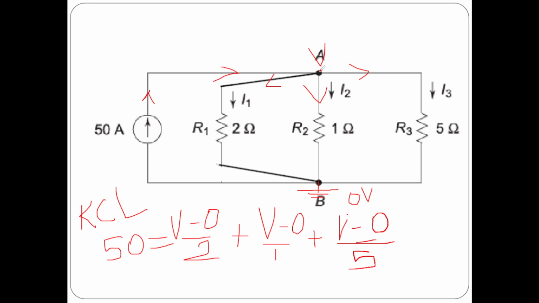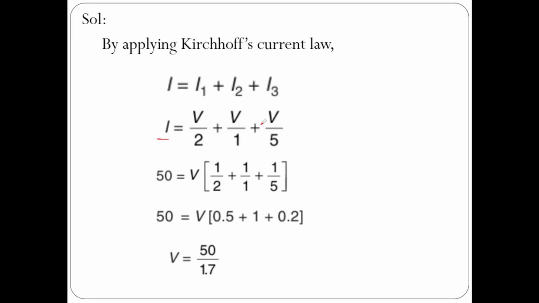Node A, whose node voltage is V, and the 50 amperes is the entering current. So, I is equal to V by 2 plus V by 1 plus V by 5. So, 50 equals V into (1 by 2 plus 1 by 1 plus 1 by 5). Just simplify it, you will get V equal to 50 by 1.7. Now, if we further simplify, V equals 500 by 17, V equals 29.41 volts.